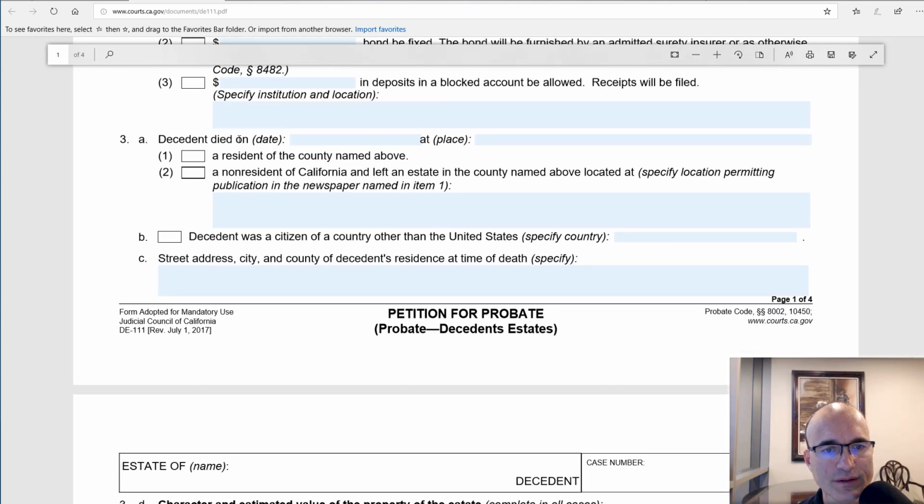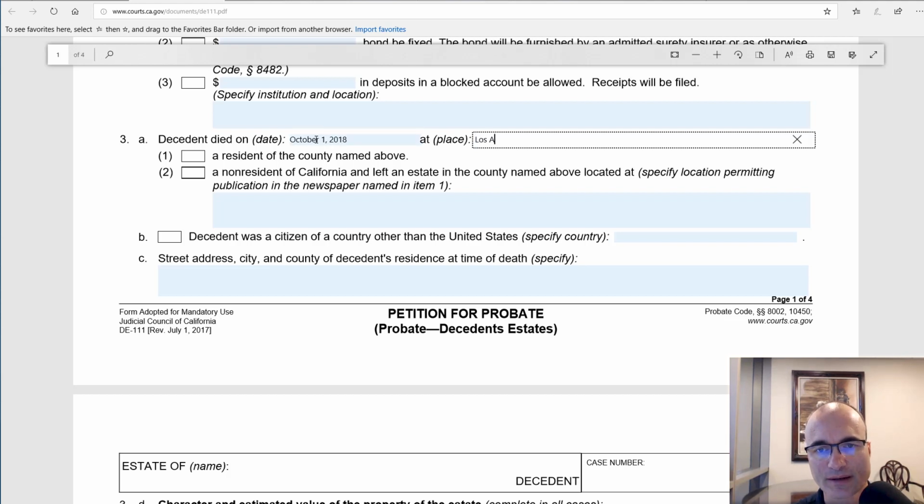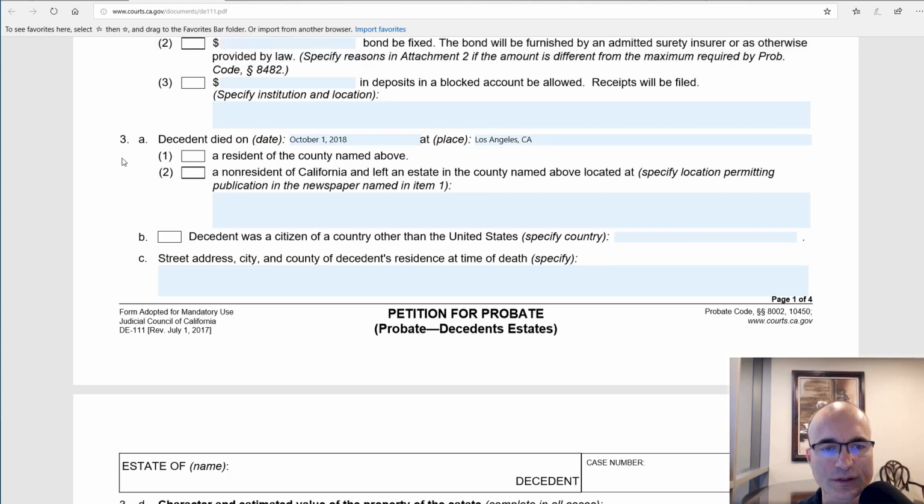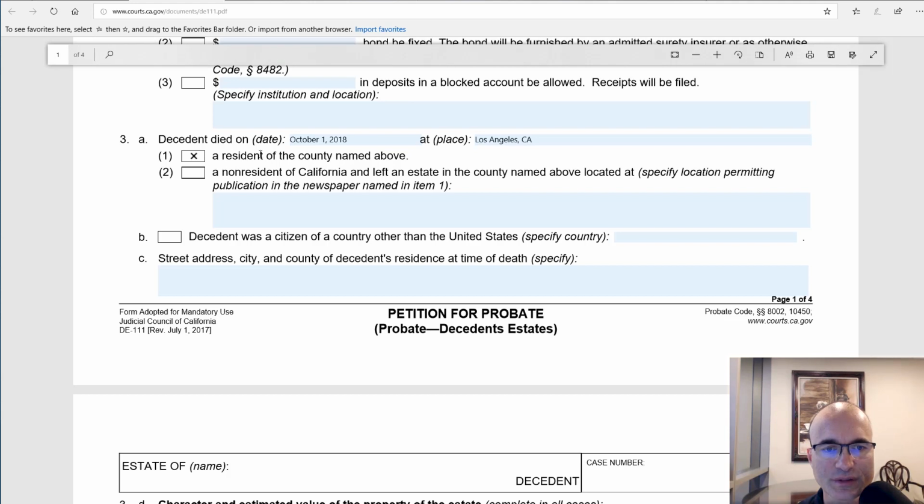Here you would put in when the decedent died, and so the court needs to know when the person passed away. So we'll say October 1st, 2018, and they need to know the place where they passed away because that's going to be important as to where the proper place to bring your petition is, because the decedent has to have been a resident in the county named above in order for you to bring your petition.